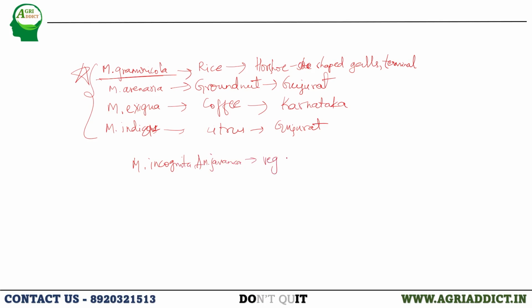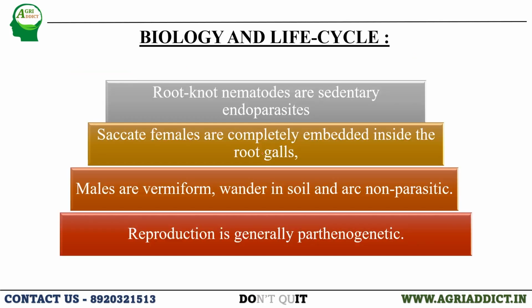The most prominent hosts are vegetables and fruits. Vegetables include tomato, brinjal, chili, okra, potato. In fruit crops, grapes, papaya, peach, mulberry, pomegranate. In pulse crops, chickpea, green gram, black gram. In oilseed crops, groundnut and sunflower. And in plantation crops, ginger, pepper, turmeric, tea and coffee. These two are the most devastating species.